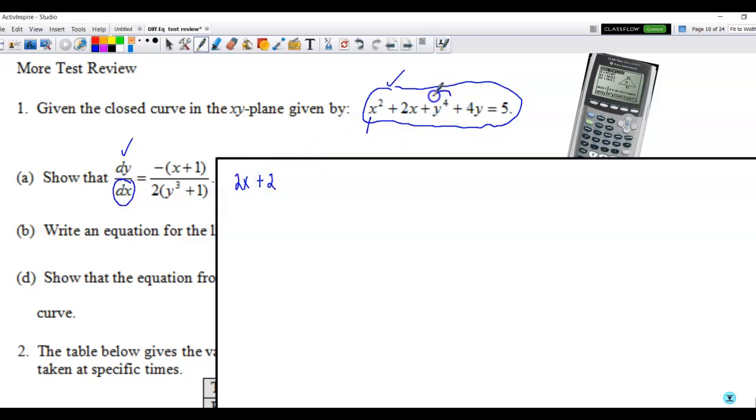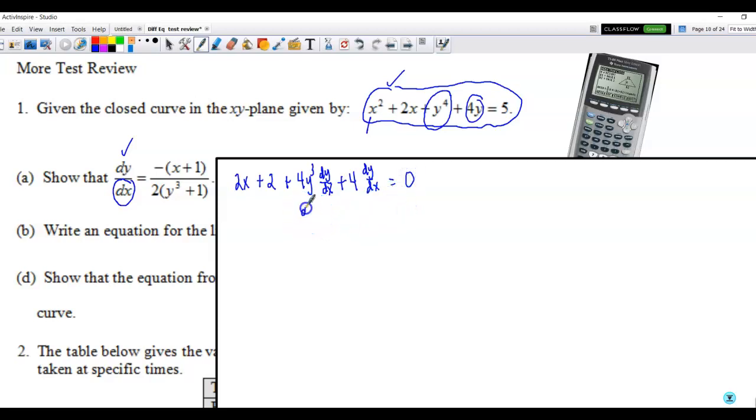Term number 3 is a y term. So remember, when you take the derivative, we're going to use the power rule. So I get plus 4y cubed, and then by the chain rule, the derivative of the inside, we leave a dy dx. Same thing with term number 4. The derivative of 4y is 4, and then by the chain rule, dy dx. And then on the right hand side, the derivative of 5 is 0.